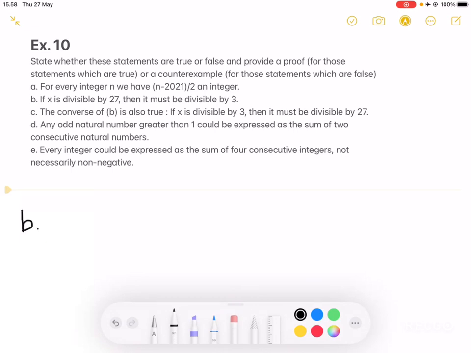For part B, if x is divisible by 27, then it must be divisible by 3. Let's prove that this statement is true. If x is divisible by 27, or in other words 27 divides x, then x can be expressed as 27 times k for some integer k. Then we wish to show that x can be expressed as 3 times another integer.